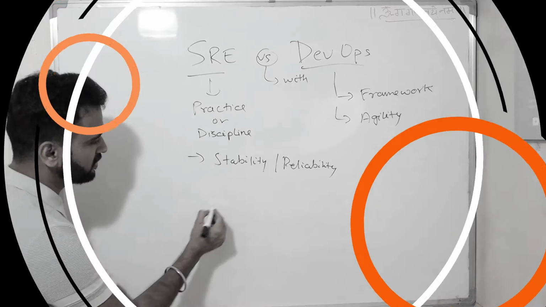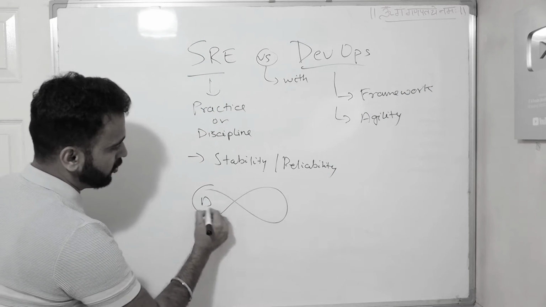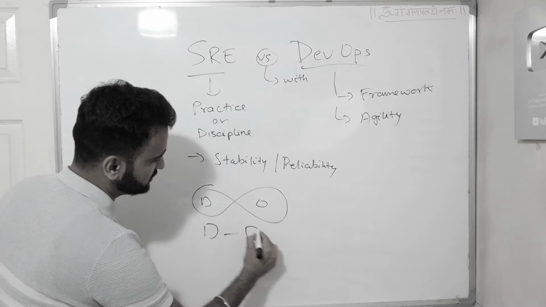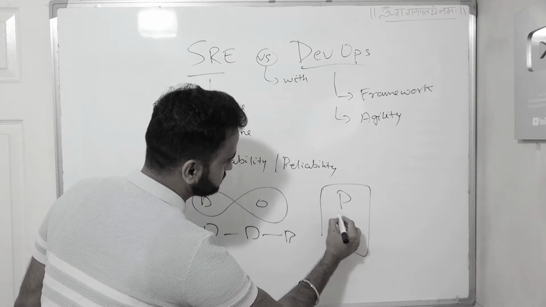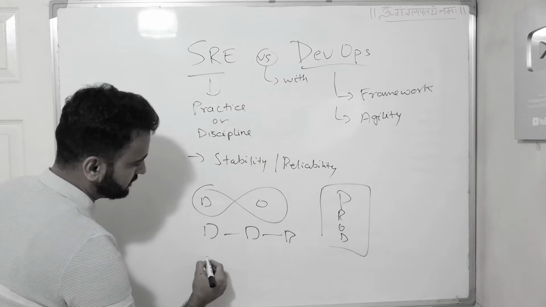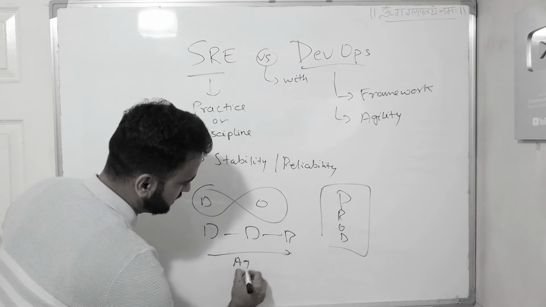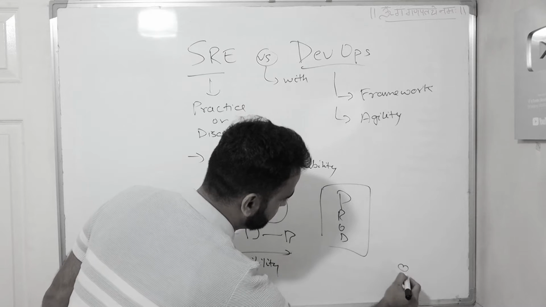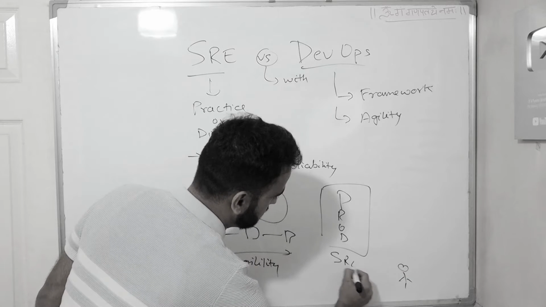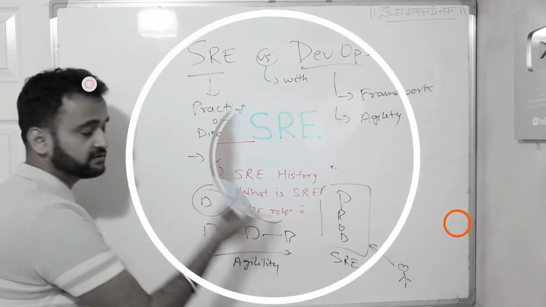Have to draw it out. If this is our DevOps framework where we are deploying the piece of code into our production environment, then these people are focusing on agility, while our SRE guy sitting here is focusing on the stability of the system.